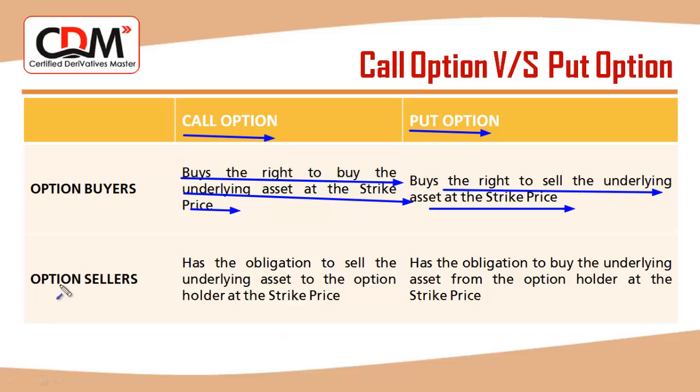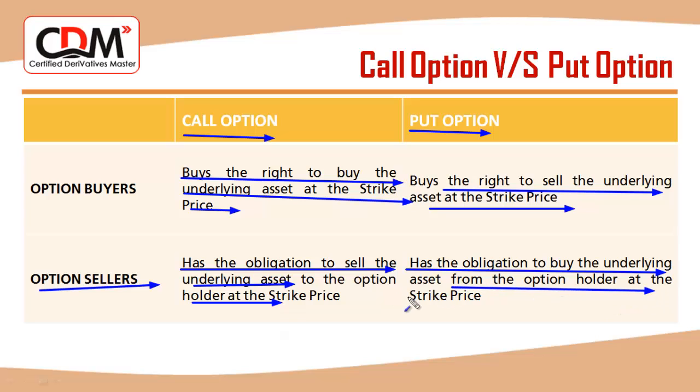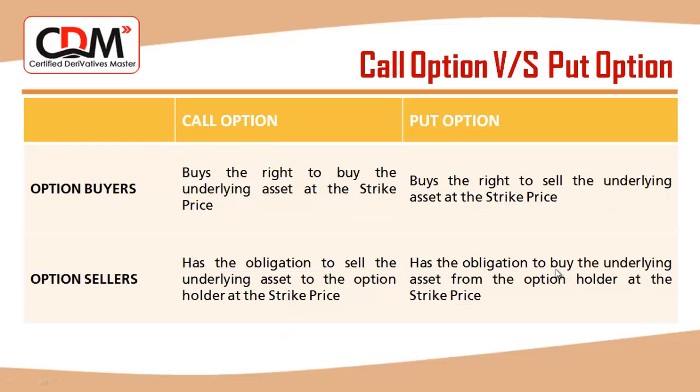Now who are the option sellers? The option seller has the obligation to sell the underlying asset, because option sellers do not enjoy the right. Only the option buyers have the right to buy or sell the underlying asset, but option sellers have the obligation. And the put option seller also has the obligation to buy the underlying asset from the option holder at that strike price. So this is the main difference between the call option and the put option.